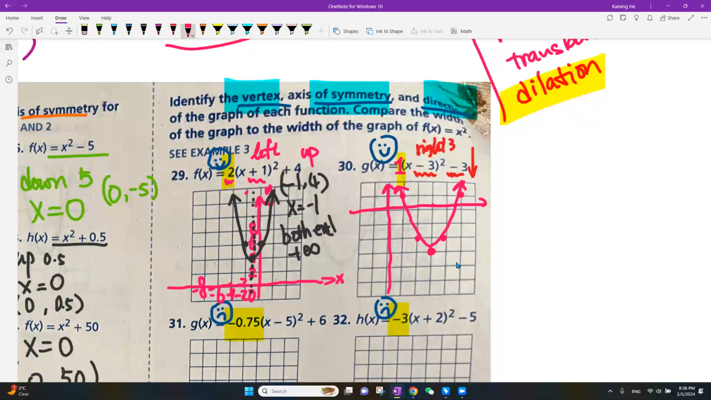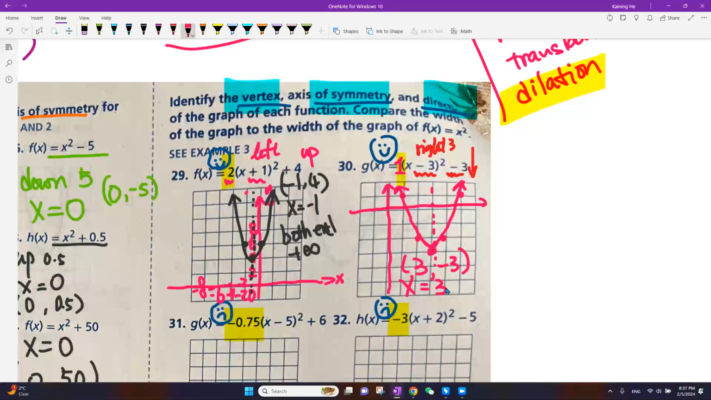And then where's your vertex? Your vertex is in the middle of +3, -3. Okay, but hold on. Vertex is the point itself. You're talking about the axis of symmetry. The vertex is 3 comma -3. Wonderful, you're correct.